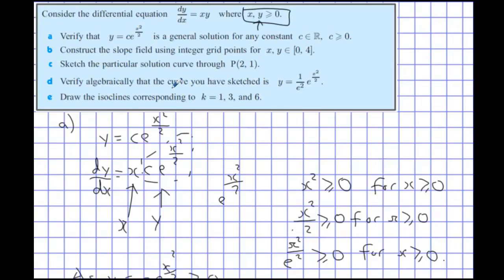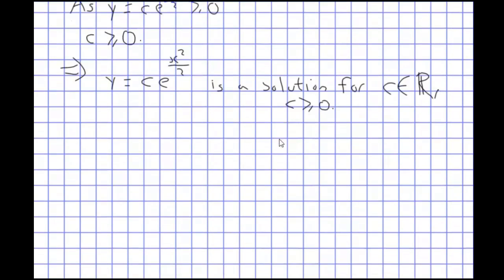Construct the slope field using integer grid points for x and y are both in the closed interval from 0 to 4. So it's closed, so that means it includes 0 and it includes 4. So we need to consider all integer combinations of x's and y's between 0 and 4 inclusive. And we need to decide what is dy by dx for all of those combinations, which will be quite easy because dy by dx is just x times y. So if x is 0 and y is 2, it would just be 0 times 2, and so on.